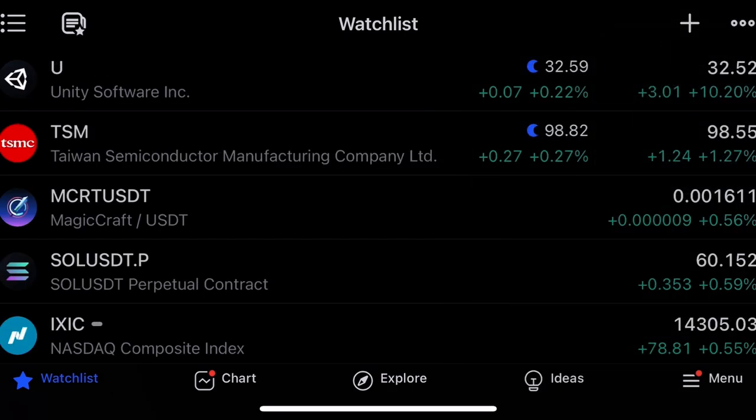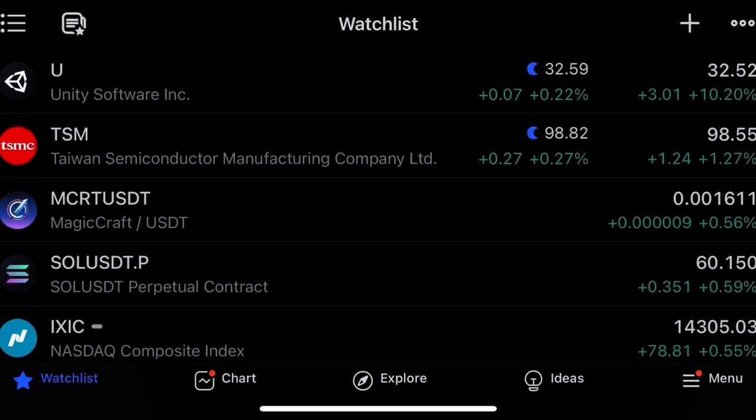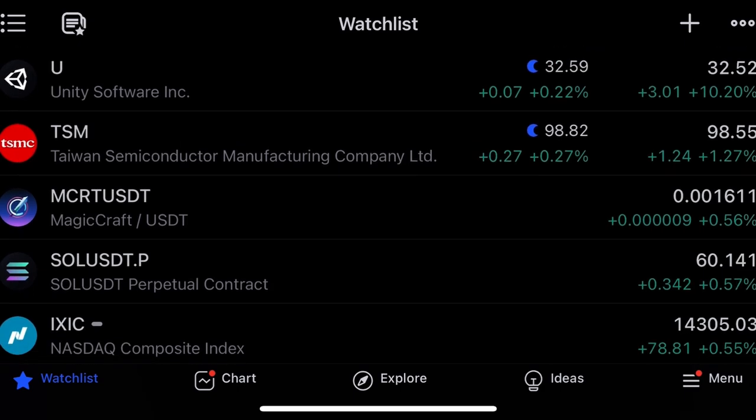Unity up 10%. TSM 1.27%. Unity is a tech company in the stock market. It's not like some shitcoin. Up 10%. We bought a lot of Unity.